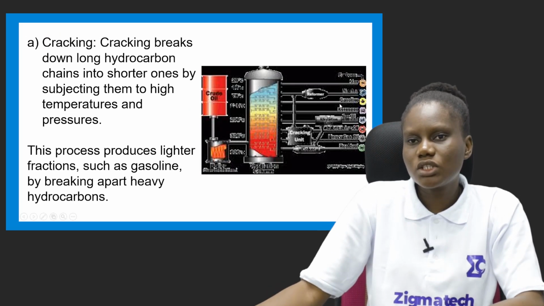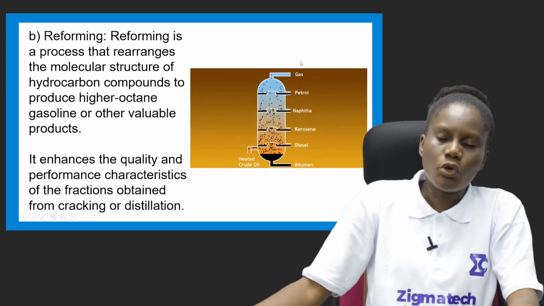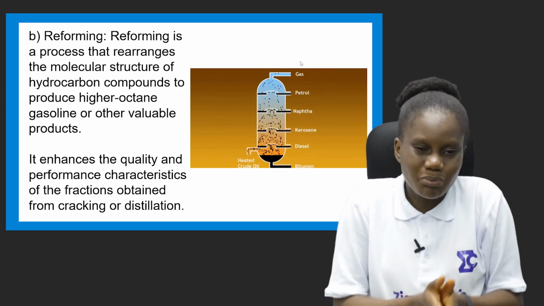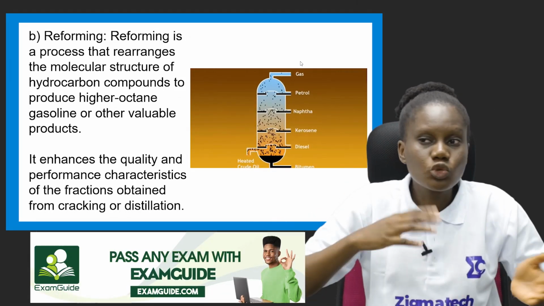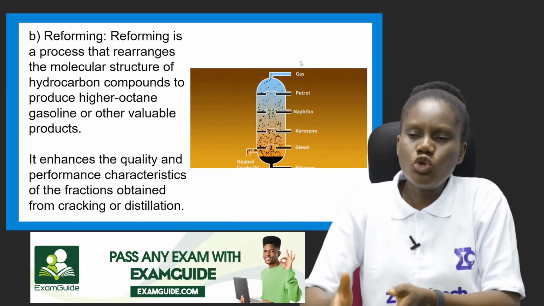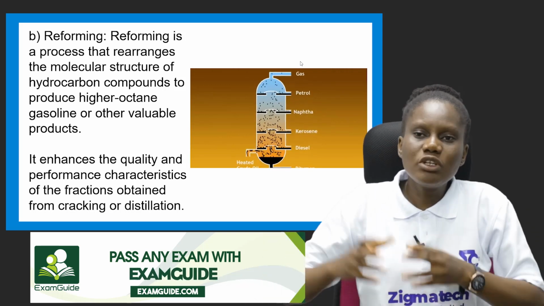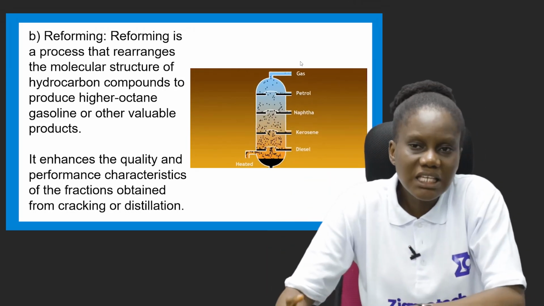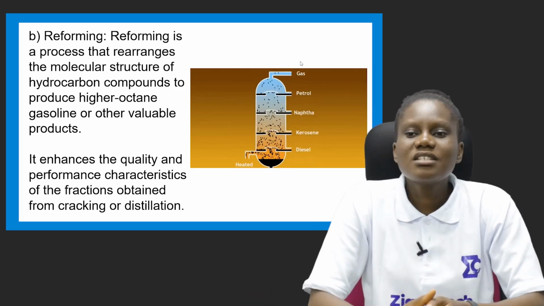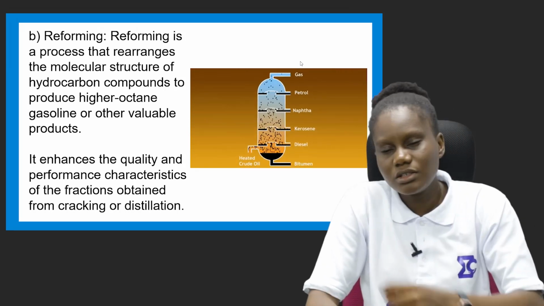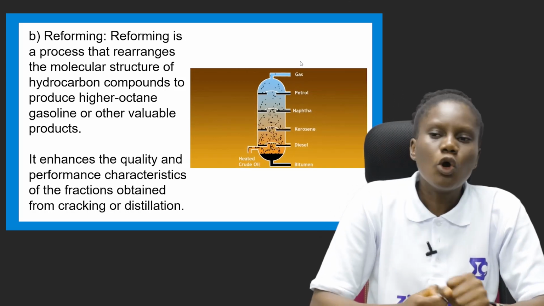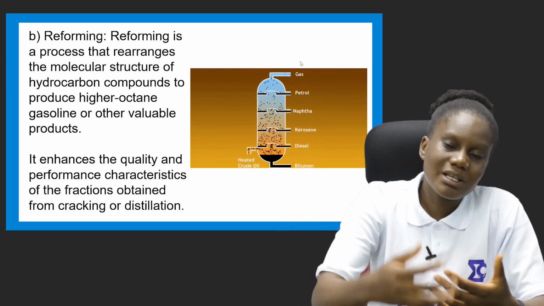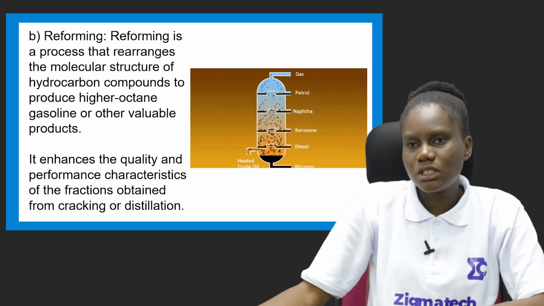Then the next is reforming. That is the other part of your conversion: cracking and reforming. After cracking, what next? Reforming is a process that rearranges. Cracking is the breaking down of longer hydrocarbon chains. You can have them in 20s and 40s and their hundreds. So you break them down to shorter chains. After breaking them, you now rearrange. That is what reforming is. You rearrange the molecular structure of the hydrocarbon compounds to produce higher octane gasoline or other valuable products. It enhances the quality and performance characteristics of the fractions obtained from cracking or distillation. So it gives us higher quality, and good performance characteristics of the fractions obtained from cracking or distillation.